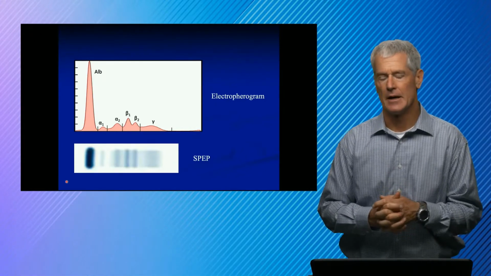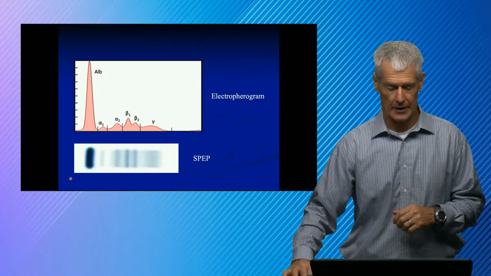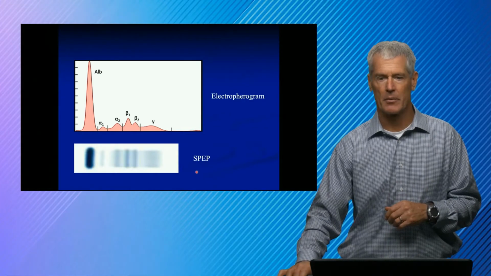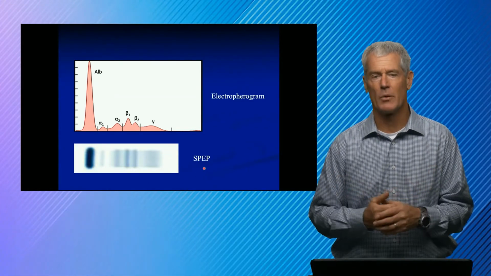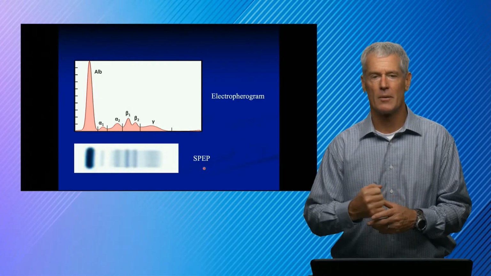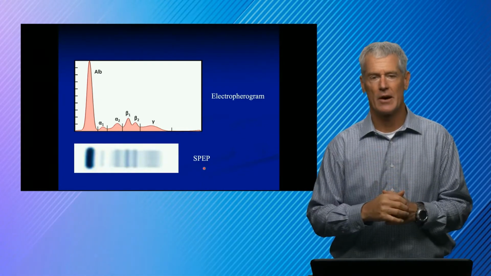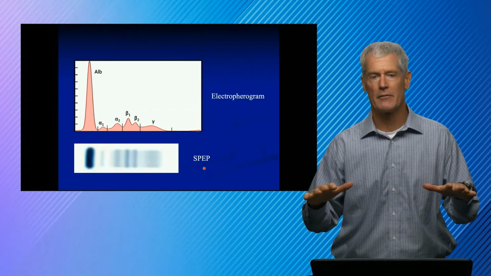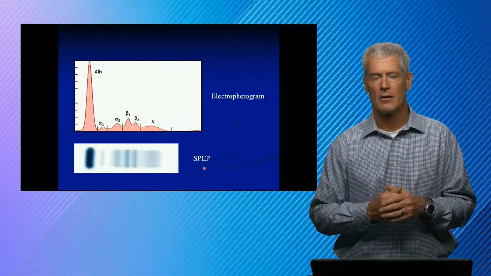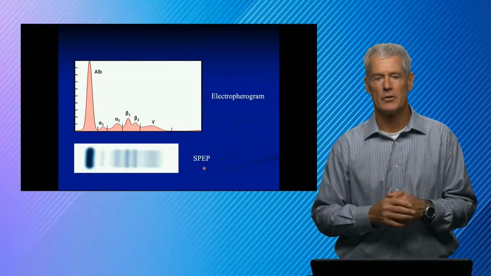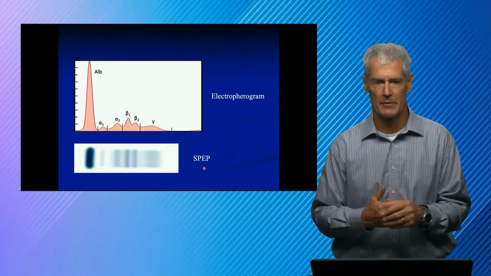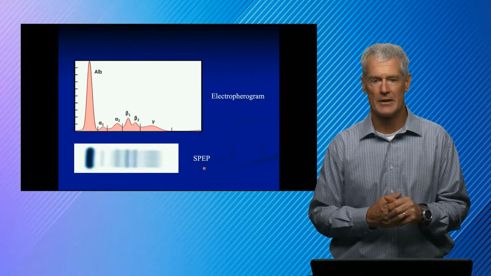On the bottom we have an example of an SPEP, or serum protein electrophoresis. It's very simple. This starts out as a gel. You take a couple of microliters of serum, you insert that into the gel, you put the gel in a buffer, you put electrodes across it, and the proteins migrate. The proteins aren't visible until you stain them, and so you stain them with Coomassie blue or some other type of general protein stain.